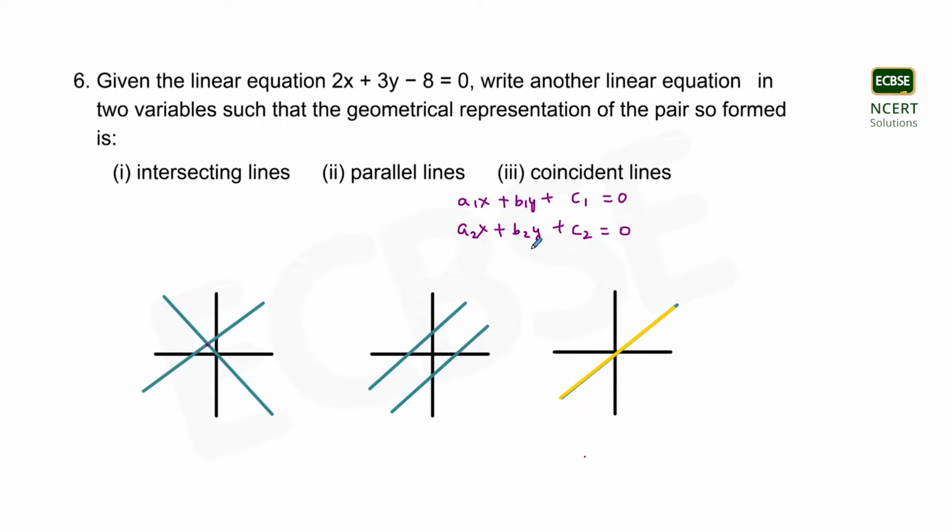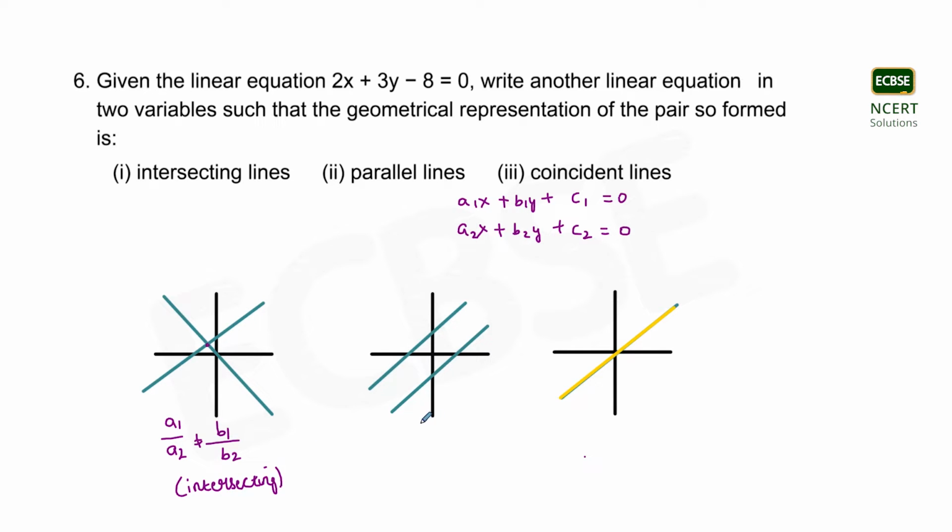The first condition is that the lines represented by this pair of linear equations may be intersecting lines. So, what are intersecting lines? The lines which meet at some point. As these two lines are meeting at this point, these lines are said to be intersecting lines. And for the lines to be intersecting, the condition on the coefficients of the linear equations is that a1 by a2 is not equal to b1 by b2. Got it? So if a1 by a2 is not equal to b1 by b2, then those lines will be intersecting lines.